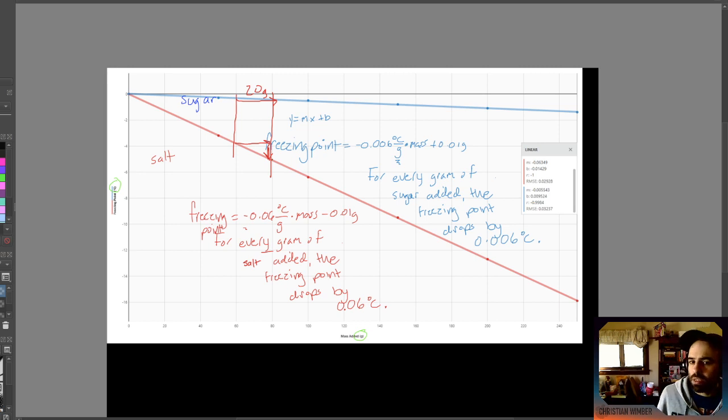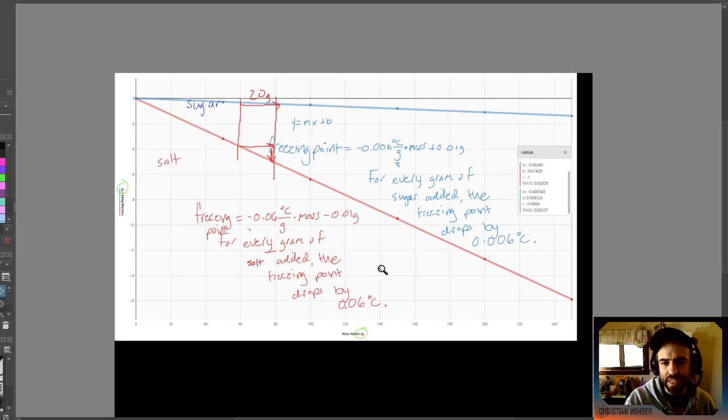That's what the meaning of this slope here is. I would expect you to be able to read that. I'd expect you to be able to describe that using a for every statement. I'd expect you to be able to compare that and go, yeah, look, the salt is so much better at changing the freezing point.